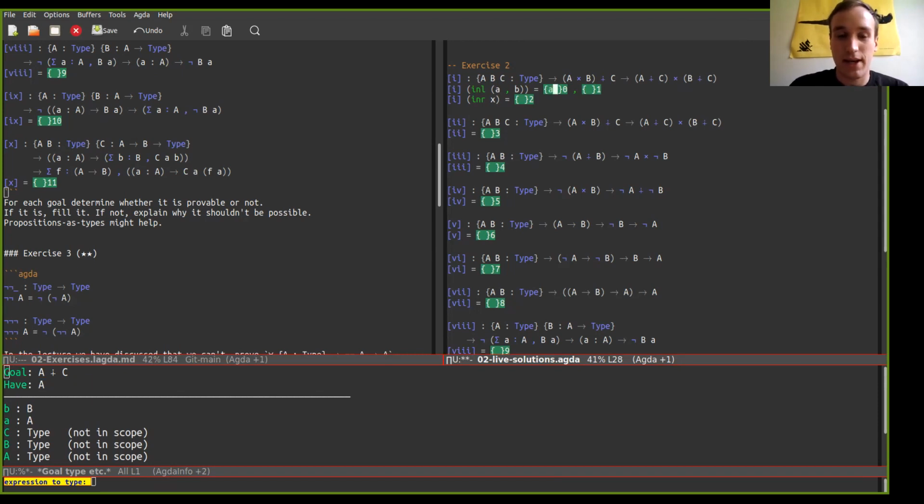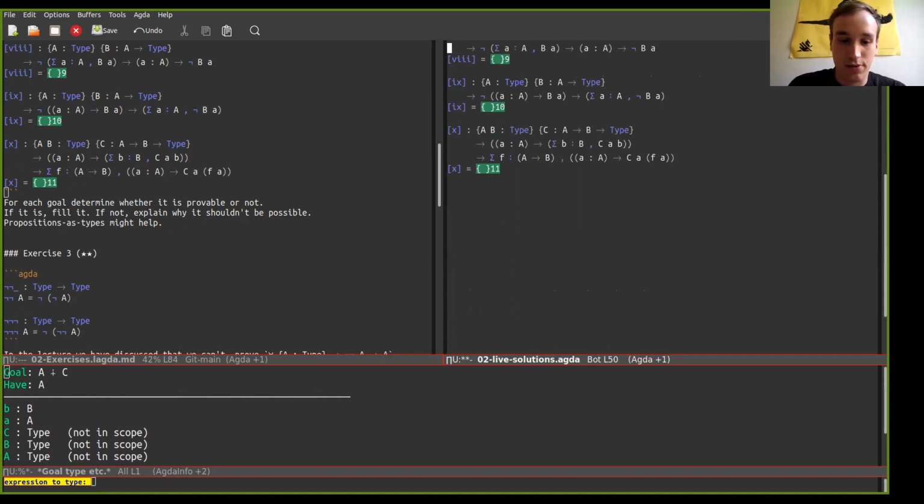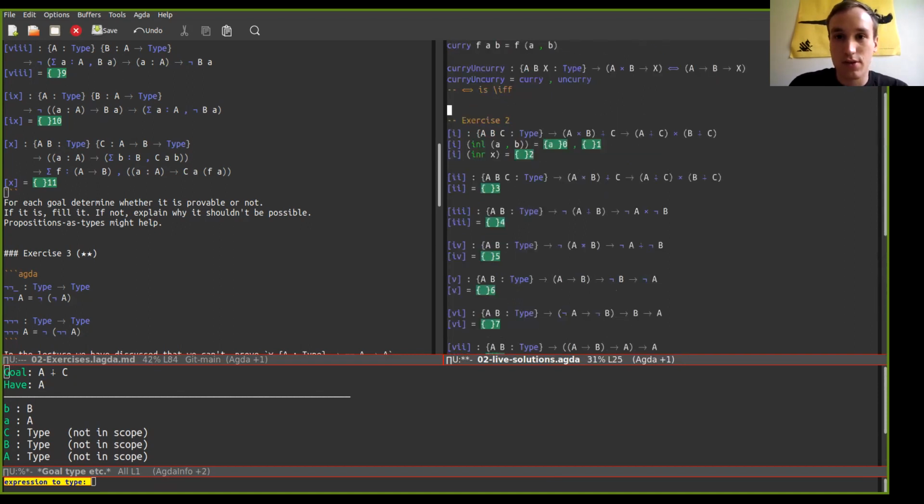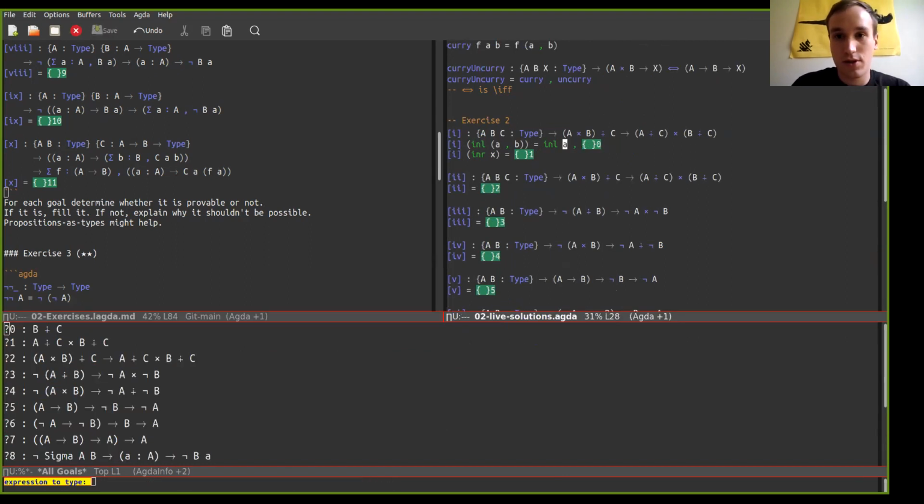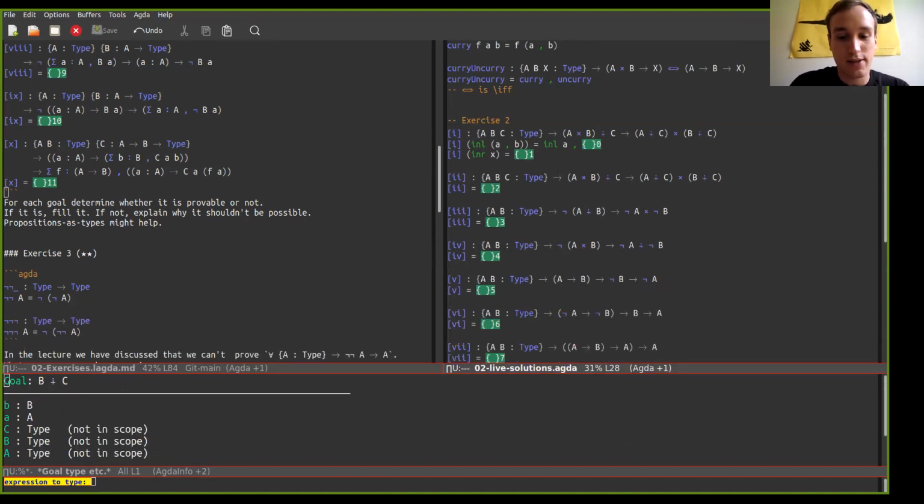So we have something of type A, but we need A or C. And the way we get that, I'm sorry, is an in left. And maybe you guess it, in the other case, we have our B, but we need B or C. So this will be in left B.